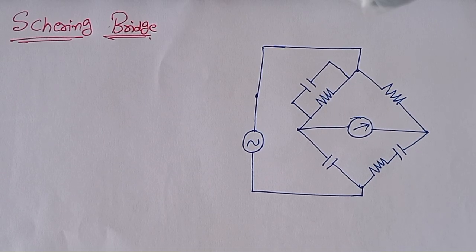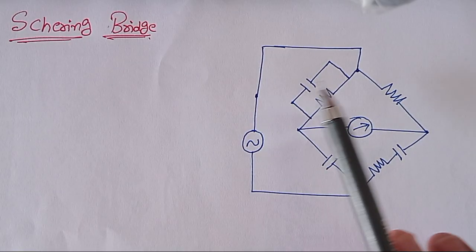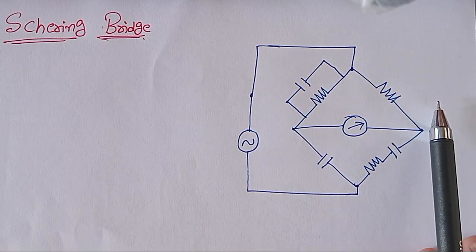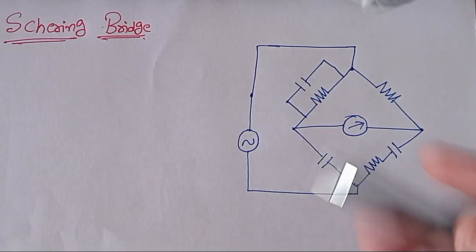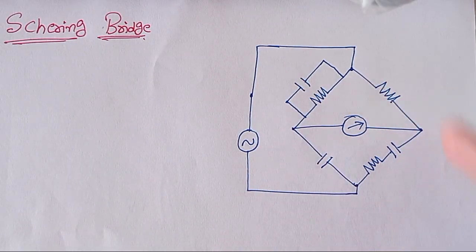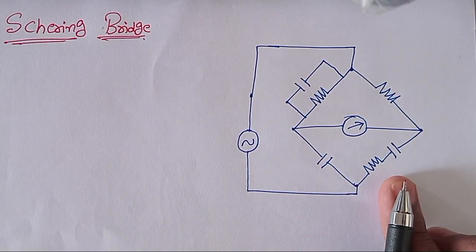Good morning, students. Now we will discuss the Schering Bridge. Simply, it is the existence of the Schering Bridge. Now we will represent different component names here. Just here, I'm assuming it is the first arm, second arm, third arm, fourth arm.